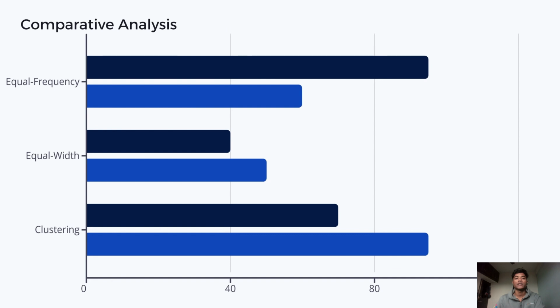Now, comparing all methods, to summarize: equal frequency gives balanced bins but may mix very different values. Equal width is simple but performs poorly with skewed data. Clustering reflects natural performance levels and is the most meaningful for interpretation. So, while all three methods are useful, clustering gives the clearest understanding of student performance.